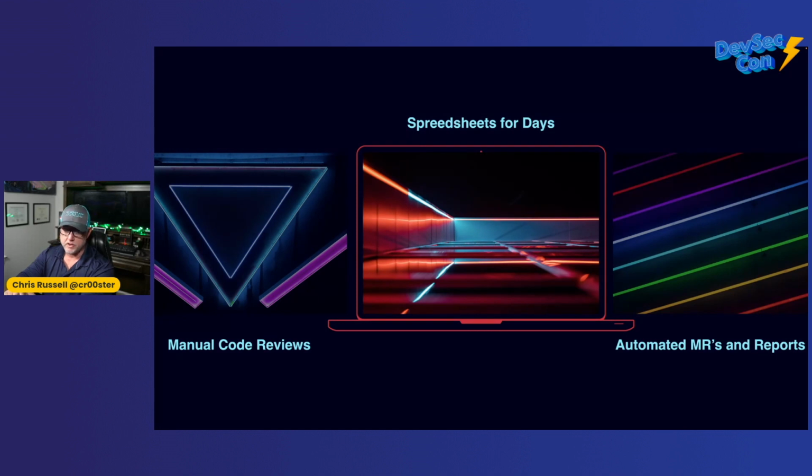Then we moved to spreadsheets for days. We were taking stuff from the code review, putting it in all these spreadsheets, tracking vulnerabilities with these spreadsheets that would just become ever longer because it's such an inefficient system. You just keep adding to the vulnerabilities, keep adding to the issues, and you're not chipping away at them very well because you don't have any sort of automated process.